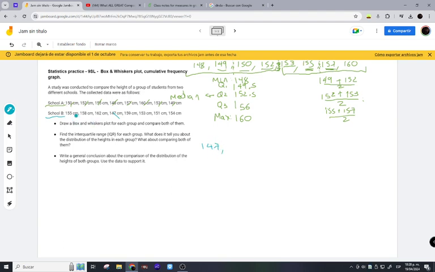The next one is going to be 151 centimeters. Then 153. Then 154. Then 155. Then 158. Then 159. And then 162.